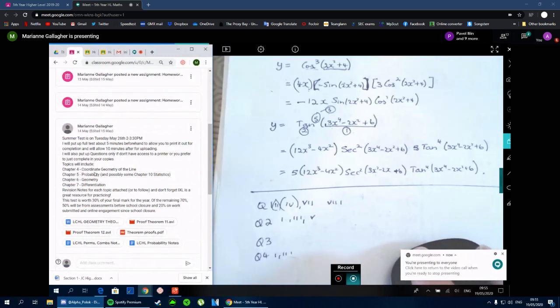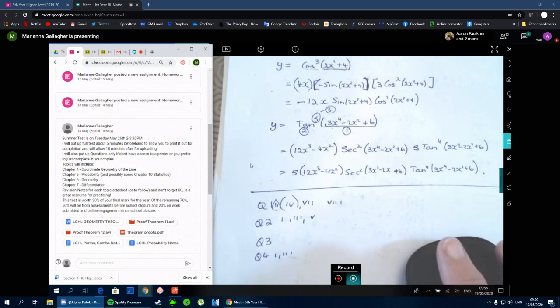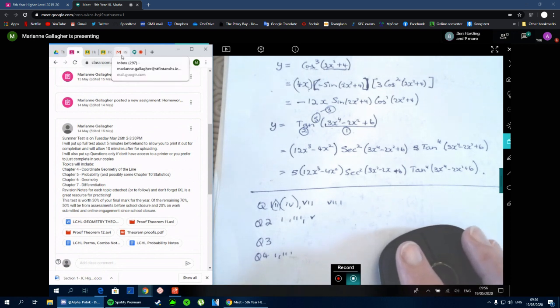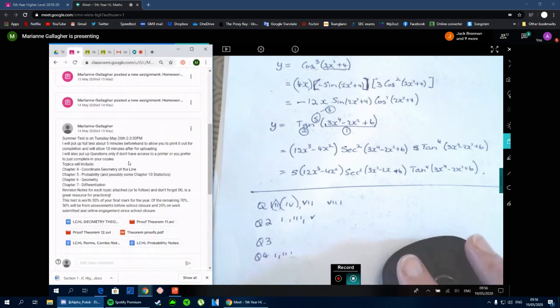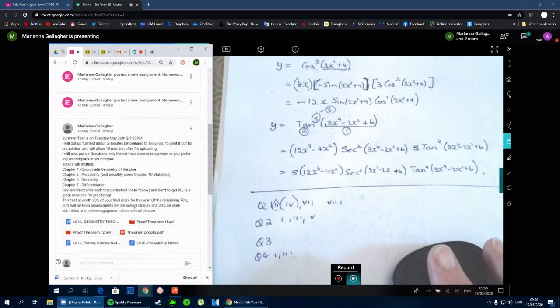You'll have coordinate geometry of the line, probability, maybe a little bit of statistics, geometry, which is our theorems and applying those, and then this chapter here. I think if I can see good work on these, I may just stop at that point and we can do the rest. I'm conscious that it gives us a lot of work to do next year as well. Okay, and this test is 30% of your final mark. 50% is from previous assessments during the year and 20% on work submitted since we started going online.